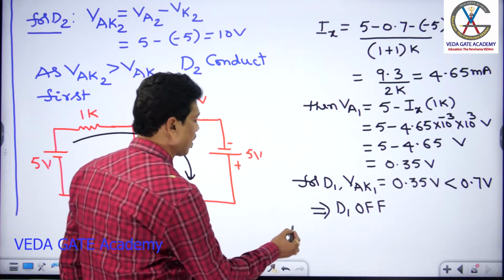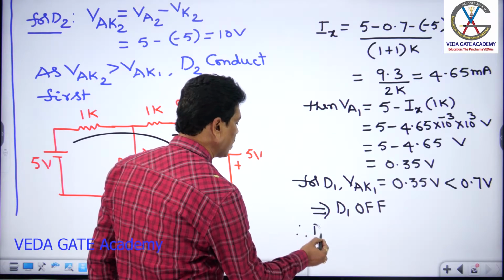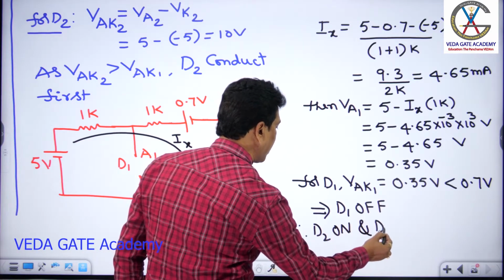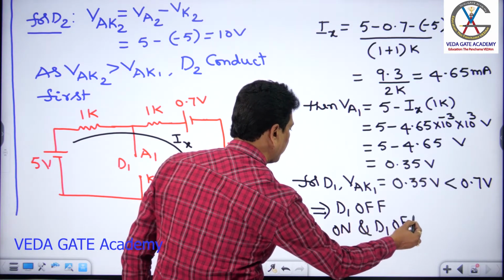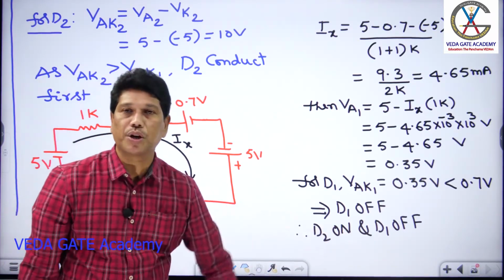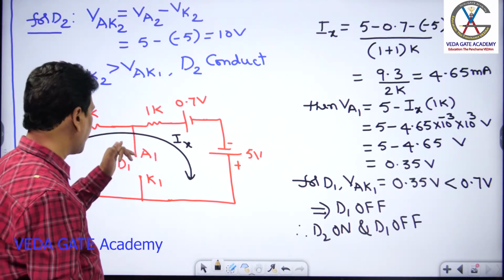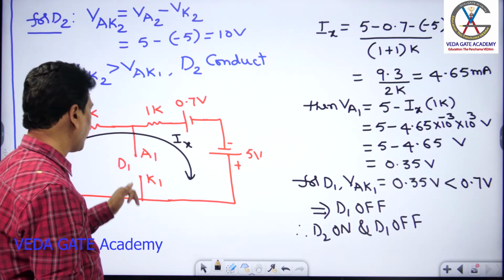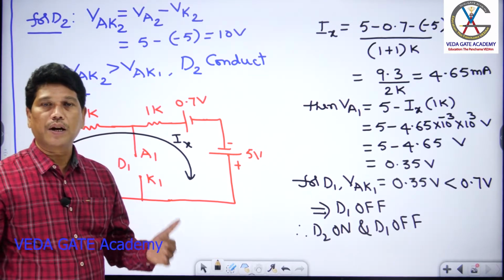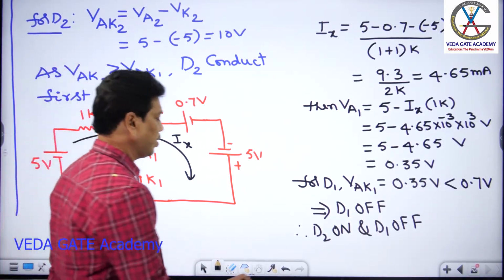So finally you can conclude that D2 is in on state and D1 is in off state. D2 is on and D1 is off. And he asked in the question, what is the current in the diode D1? As the diode D1 is open, the current in the diode D1 should be 0, right?